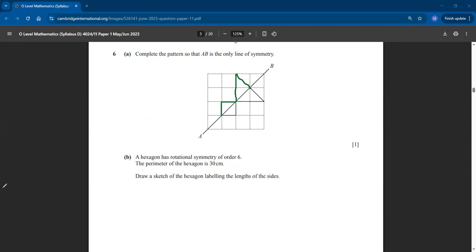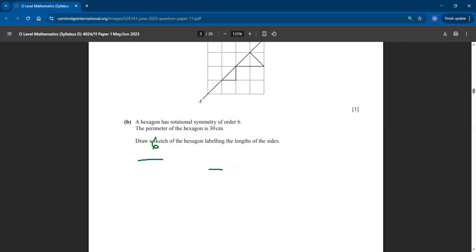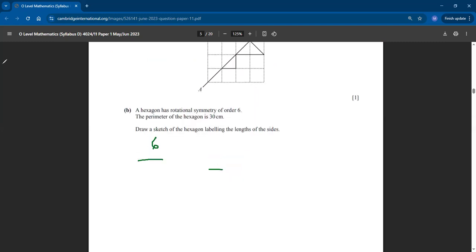Okay, let's take a look at B. A hexagon is a shape with 6 sides, has a rotational symmetry of order 6. The perimeter of the hexagon is 30. Draw a sketch of the hexagon labeling the sides. Okay, that's an interesting question. Now, a hexagon has 6 sides, so I'll just draw a figure with 6 sides. I'll make my life easy. Let me quickly draw that.